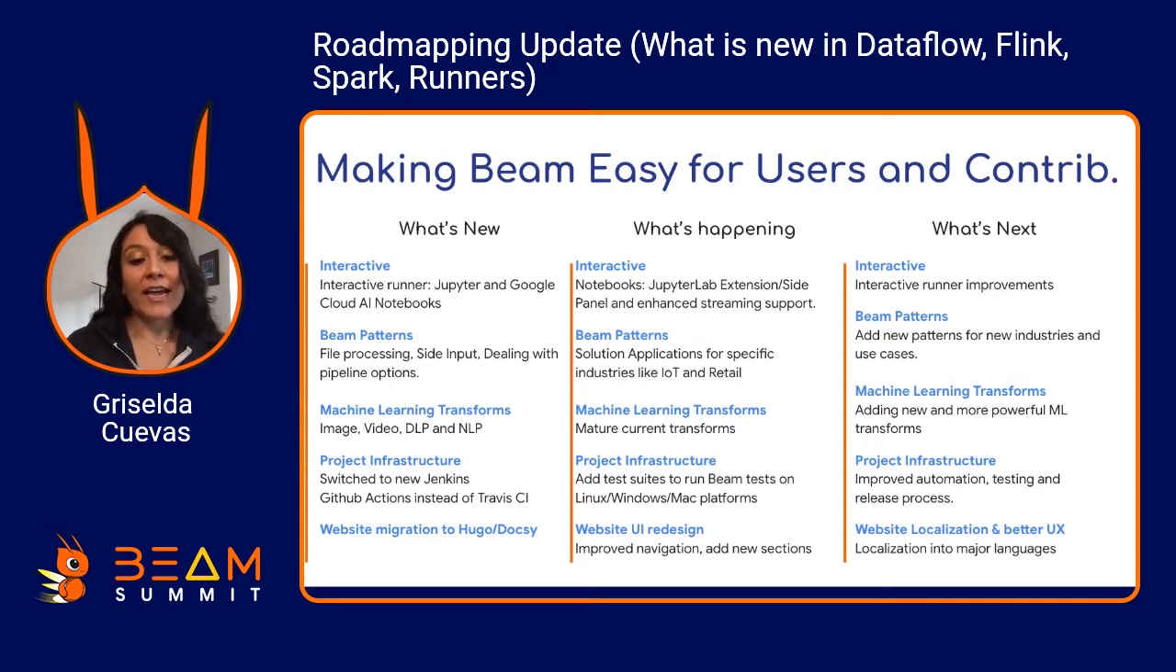The fourth part is project infrastructure. As I mentioned, making Beam easy is also for contributors. So we have done things like switching to the new Jenkins and GitHub Actions instead of Travis CI for continuous integration. And we are working on adding better tests and automation for the project.